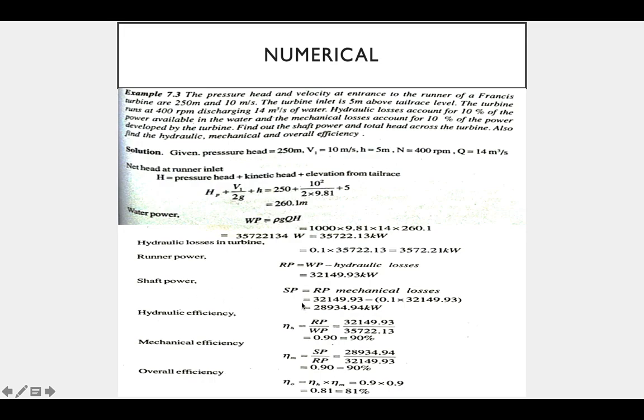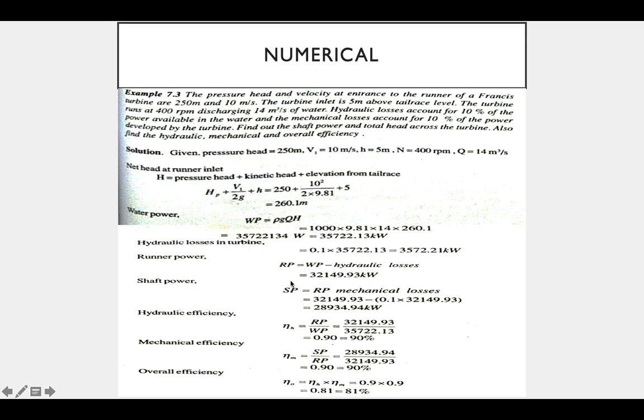Then shaft power. Shaft power is equal to runner power minus mechanical losses. Here the mechanical loss is also given as 10% of the power developed by the turbine. So once you subtract that, you will get the shaft power.